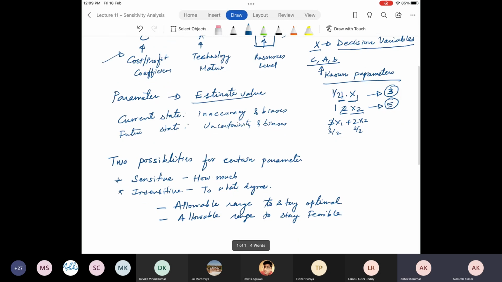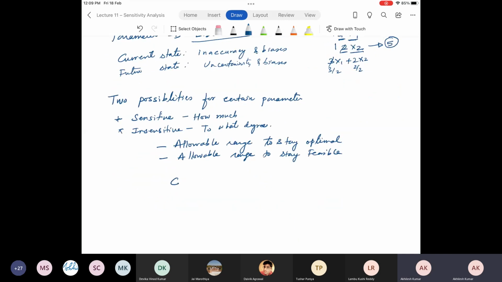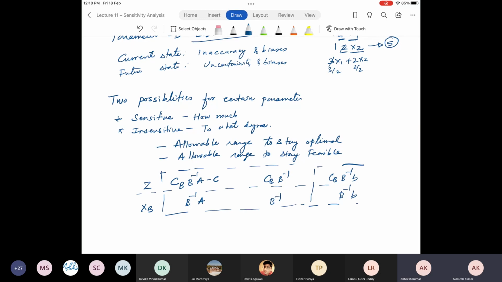Now coming back to our standard structure of simplex: CB B inverse A minus C, B inverse A, CB B inverse, B inverse, CB B inverse b, and B inverse b. You have your G here and basic variables here. Right? So this is how we know our simplex table.